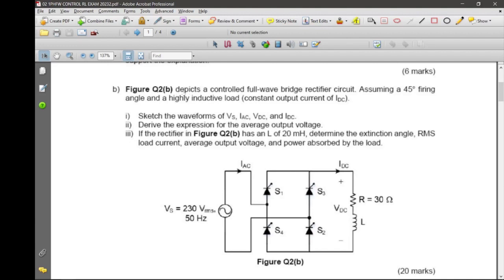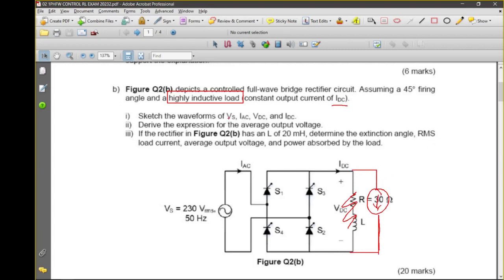Okay, so figure 2b depicts a controlled full wave bridge rectifier assuming a 45-degree firing angle and highly inductive load. So first we consider the highly inductive load condition. This is a highly inductive load condition, so we just assume we have an IDC, which means you can ignore that and replace it with a constant current at the output, because that is the first situation, right? So you have a constant current IDC.